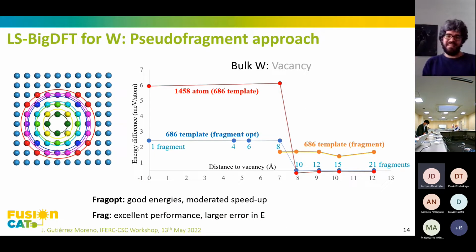Of course, we have done this for tungsten. So here on the left-hand side, you can see the cross-section of body-centered cubic tungsten, in which we have defined fragments as shells that depend on their distance from the vacancy, which is here in the middle. So here you have different fragments with different colors. This is just a plane, a projection, but we do this in 3 dimensions, so it would be like a spherical shell.